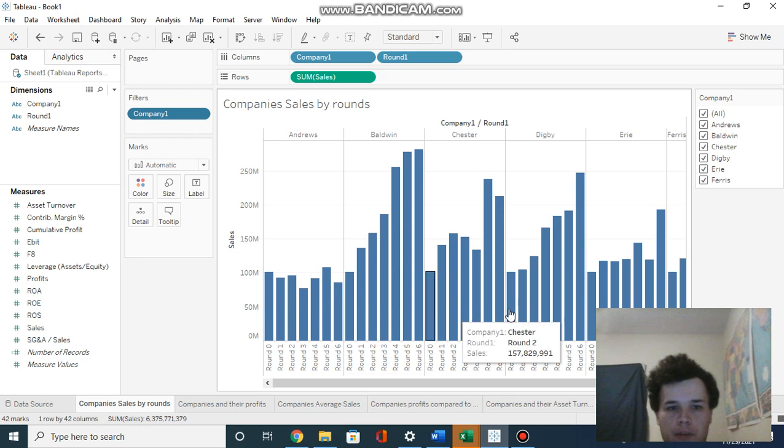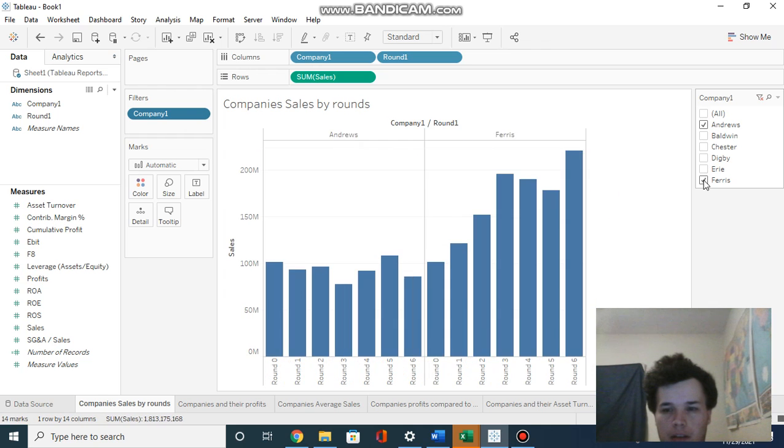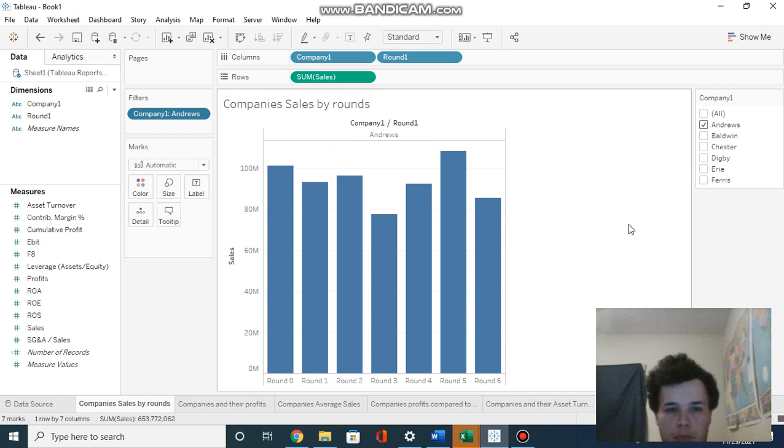The first sheet that we will examine is company sales by round. To begin with, we will examine Team Andrews and their performance by round. Our performance was not stellar. As you can see, at the beginning, our sales were good, and towards the middle began to slump.